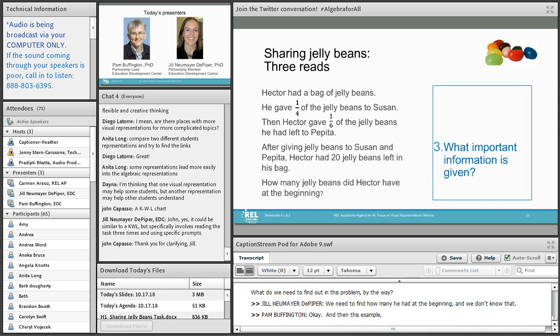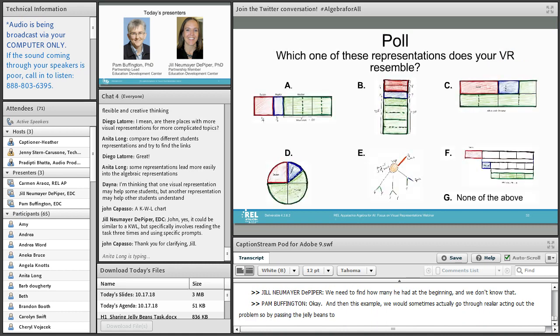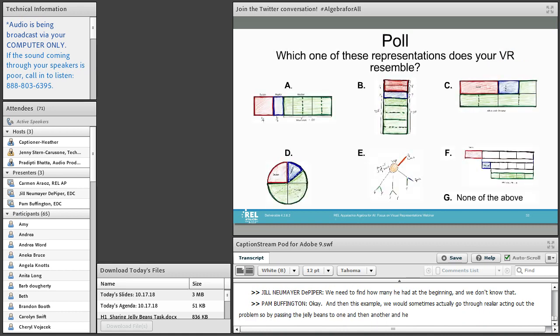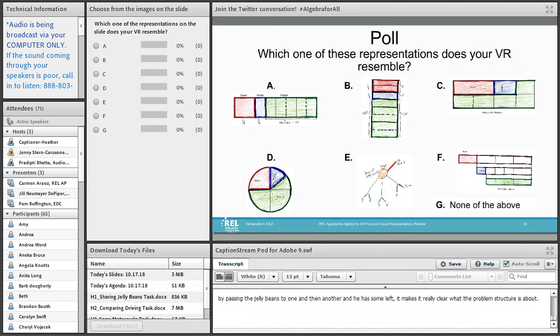Okay. And in this example, we would sometimes actually go through realia, acting out the problem so that by passing the jelly beans to one and then another, and then he has some left, it makes it really clear what the problem structure is about. You were asked when you registered to download this particular problem and do it out. So what I'd like to do is take a minute for you to look at these representations and see which one looks closest to what you created when you solved this problem. I'll wait just a minute.